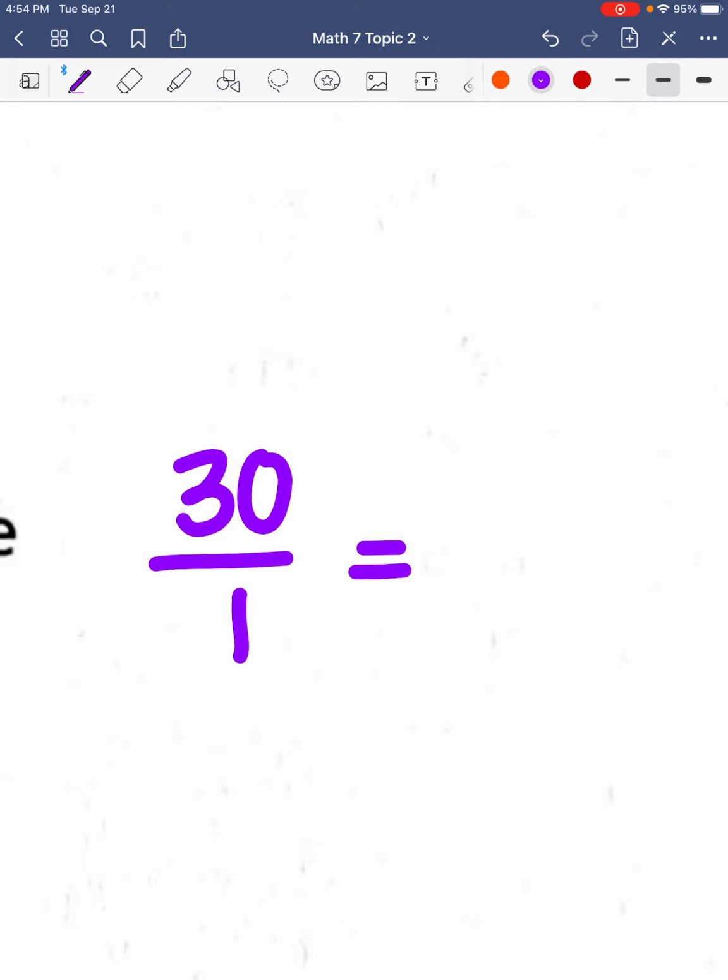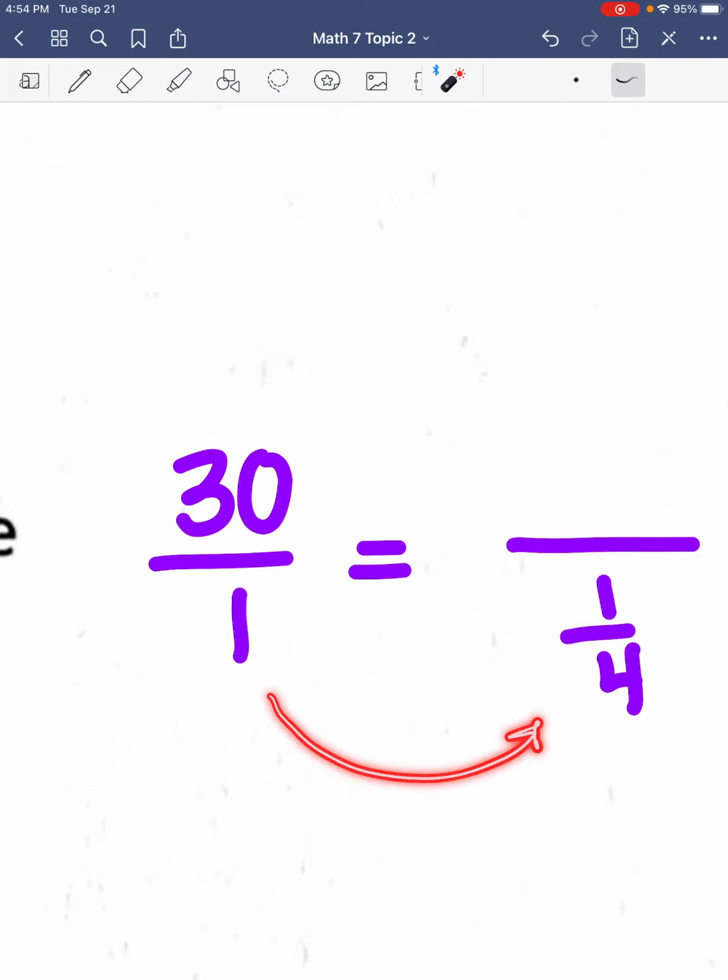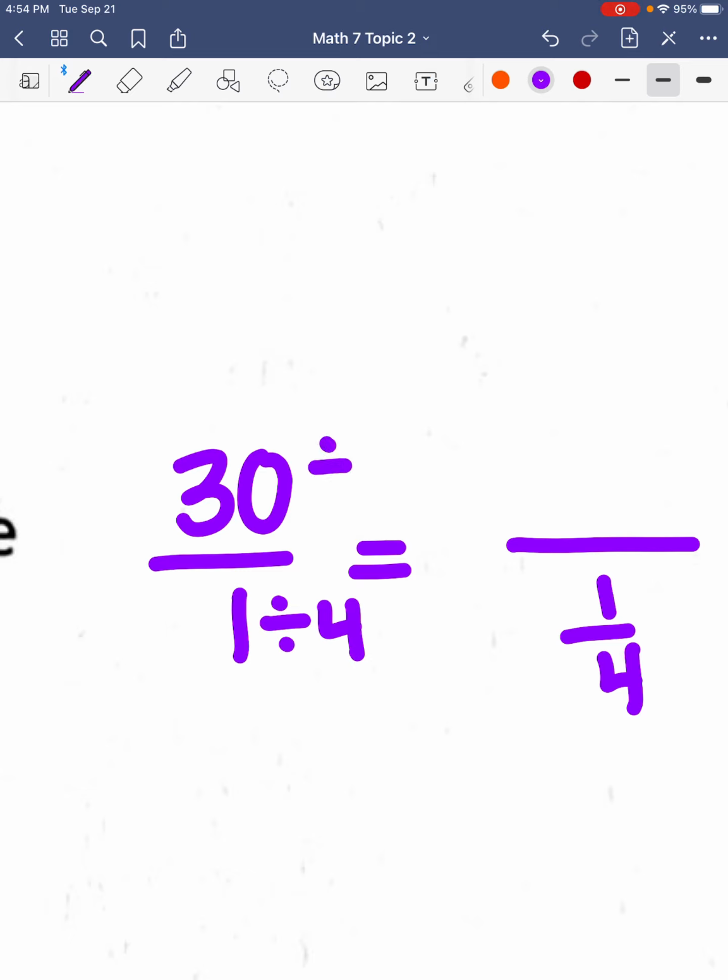So we're going to have 1/4 as our new denominator. So my question to you is, how do I go from 1 to 1/4? Well, I'm simply dividing by 4, right? So I'm going to do the same thing on the top. And when I put 30 divided by 4 into my calculator, I get 7.5.